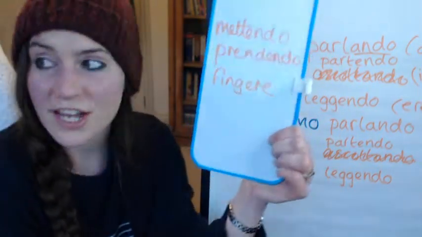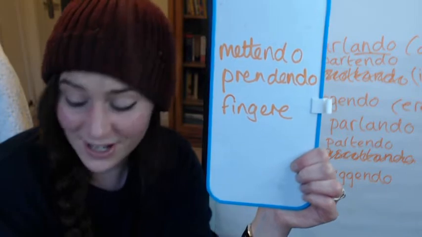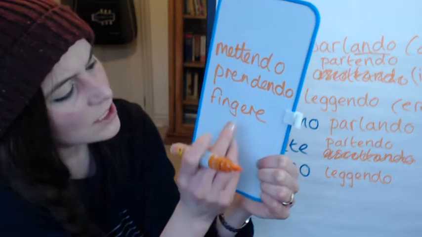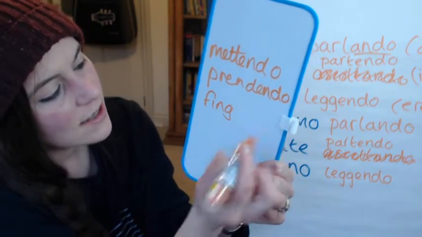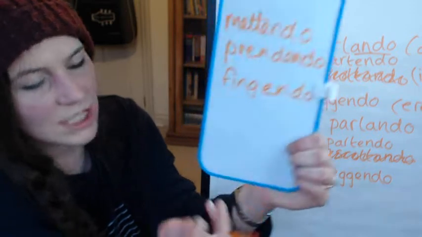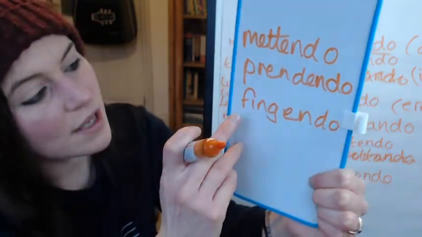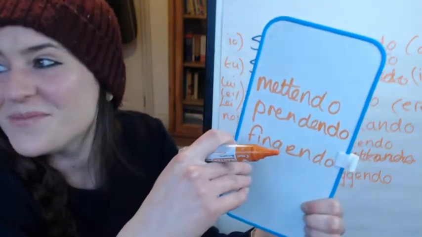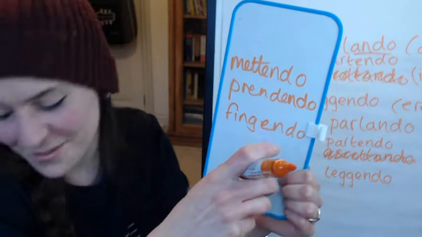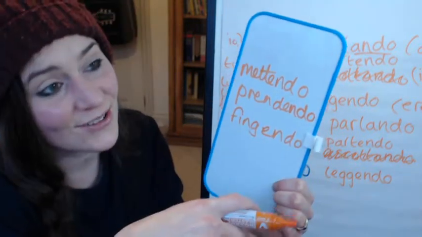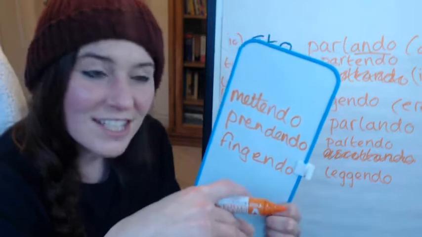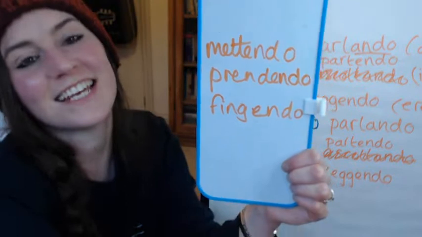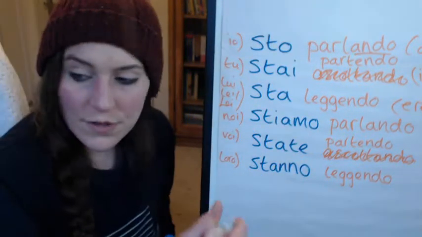And then we have fingere, which is not a common verb, but it's one I looked at in my verb book. As you add the suffix endo, it doesn't really change the sound of the verb stem. Fingendo. Sto fingendo. I'm just feigning, I'm just faking it. I'm pretending, sto fingendo. So, three examples of verbs that end with ere that have the endo ending in the gerund form.